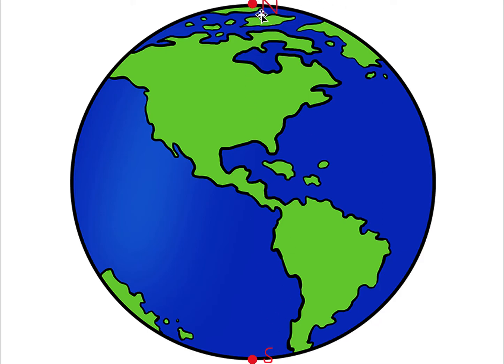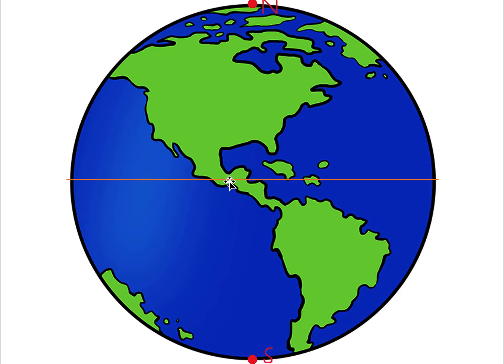The North Pole is a little dot at the top of my Earth, and the South Pole is a dot all the way on the bottom of the Earth. We have North and South. When we divide the Earth into North and South, let's put an imaginary line on our Earth, and now we have our Earth divided into North and South.